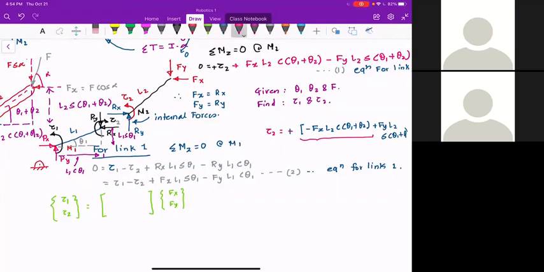Now you can use this equation for tau 2 and substitute it in over here. The equation 1 is wrong. Okay, what did I make a mistake in equation 1? Let me see. F of x, oh yeah, F of x L2. This should be sine. Okay, is that what you're saying?